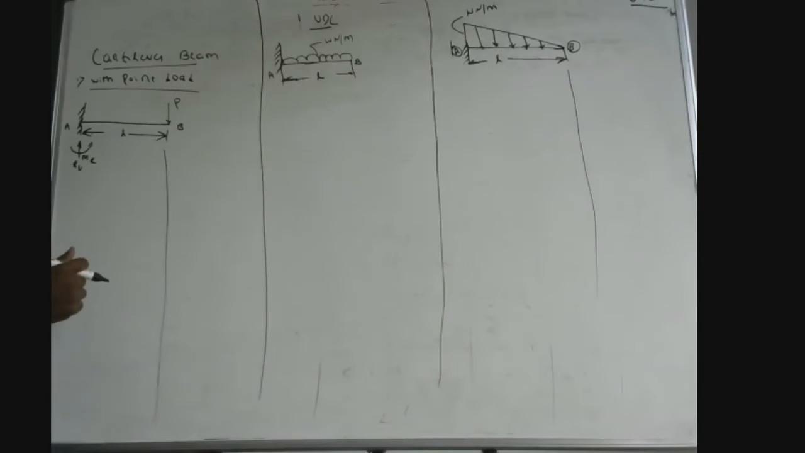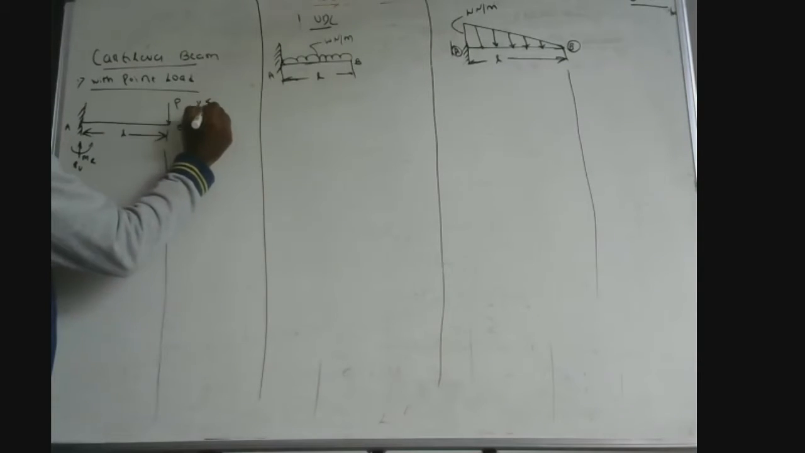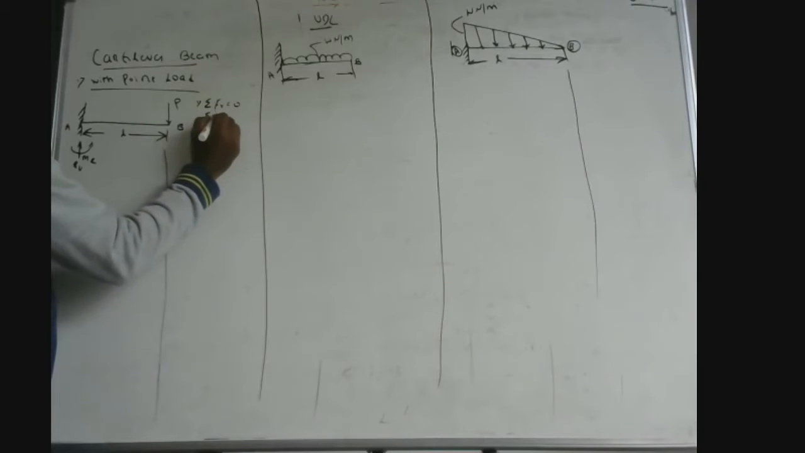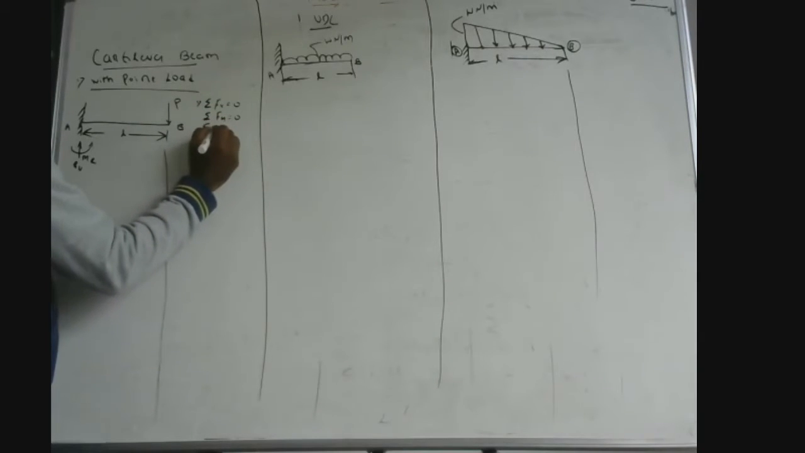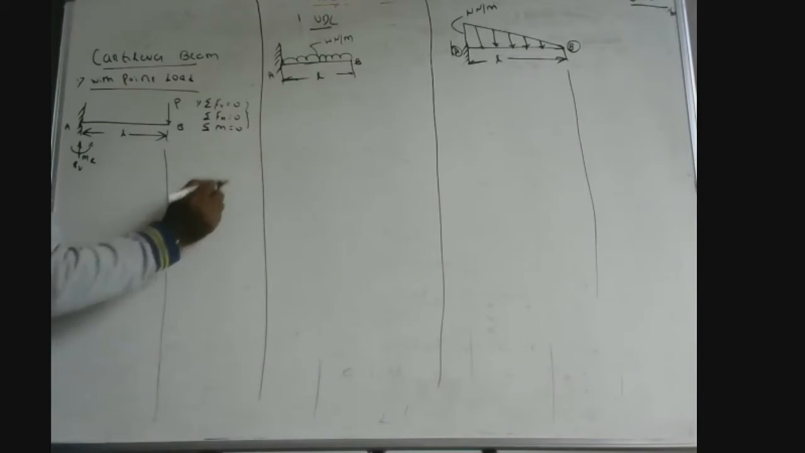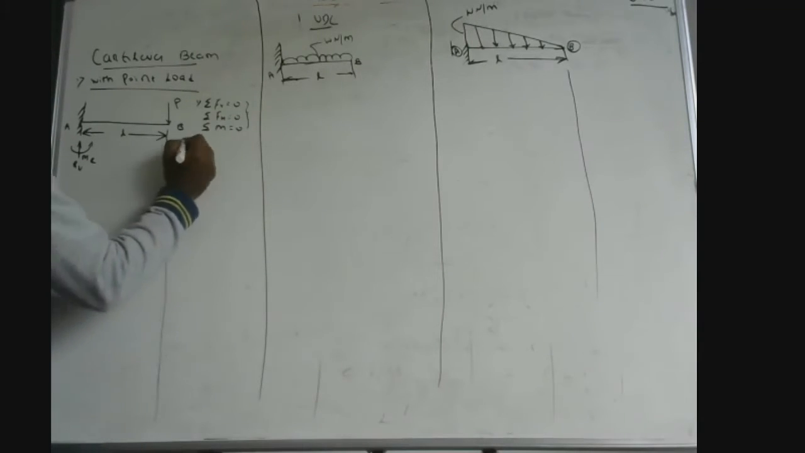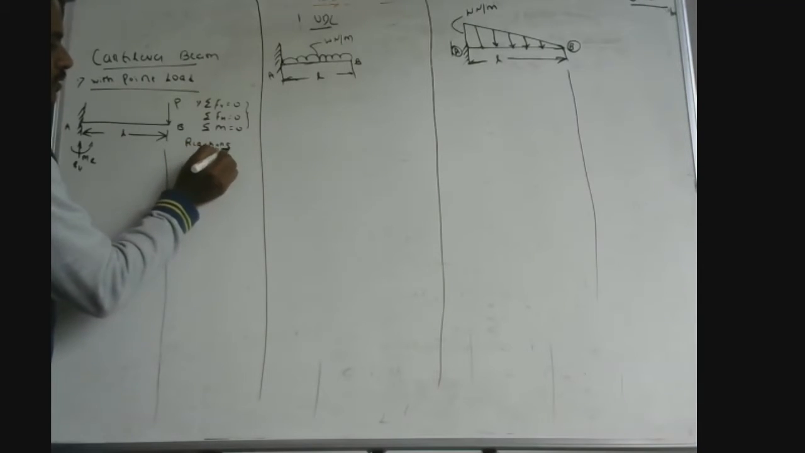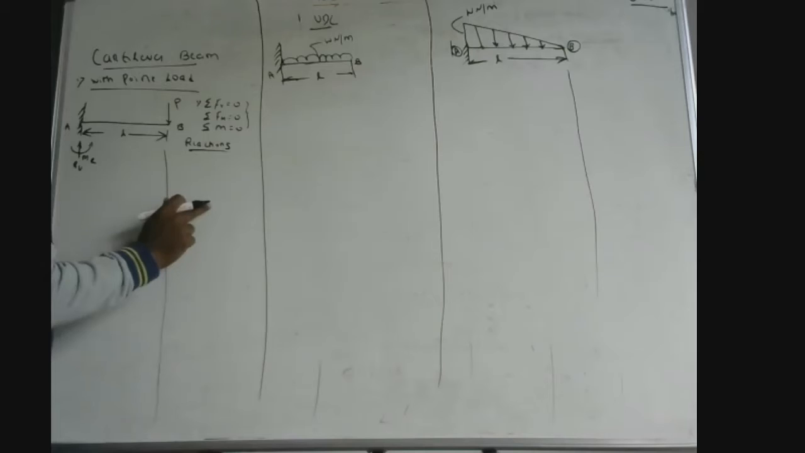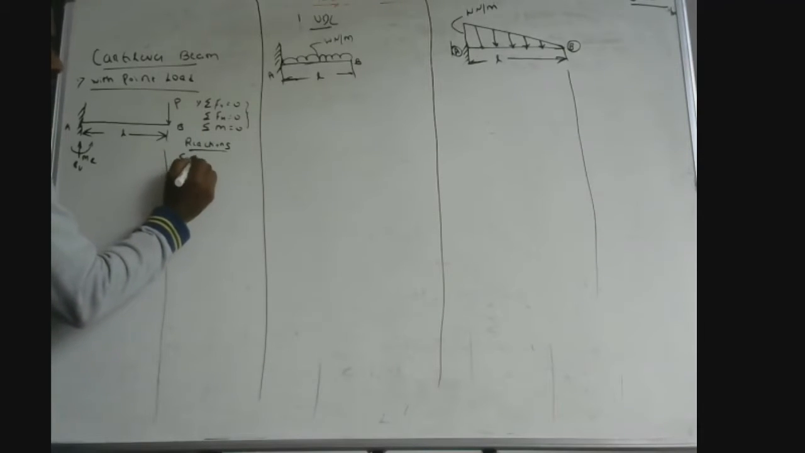Now we need to calculate these reactions. In the morning session, as I said, if you use the three equilibrium equations, summation of vertical force equal to 0, summation of horizontal force equal to 0, and summation of moment equal to 0, and by using these three equilibrium conditions you can find the unknown reactions, then it is called a statically determinate beam. If it is not possible, it is called a statically indeterminate beam. Now, using this, we need to find the reactions. We only require RV now. So let us take first summation of vertical force equal to 0.